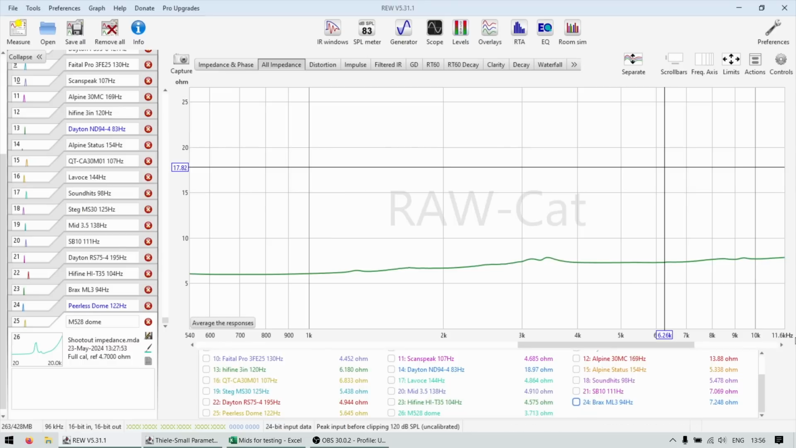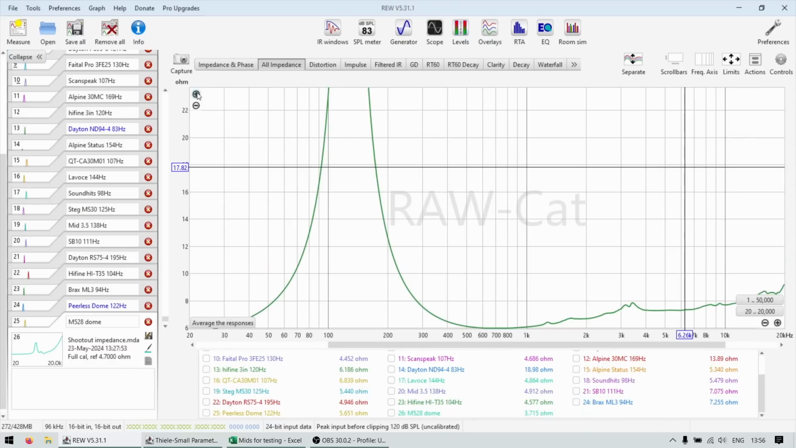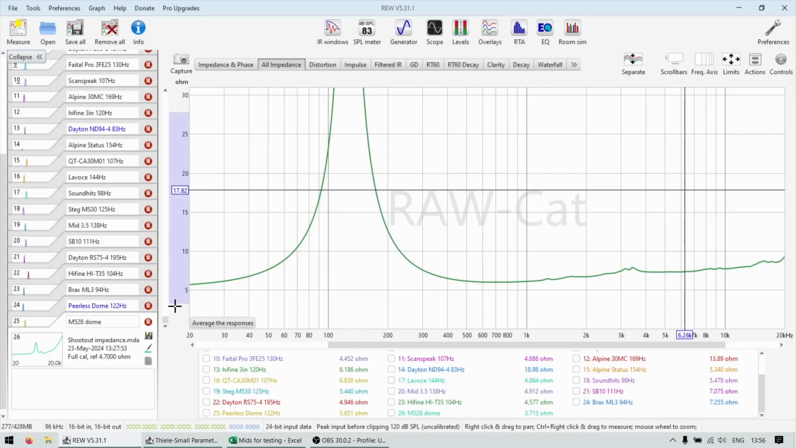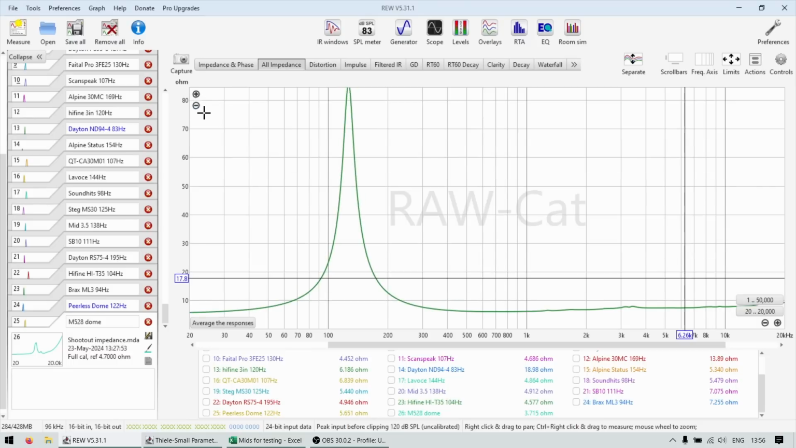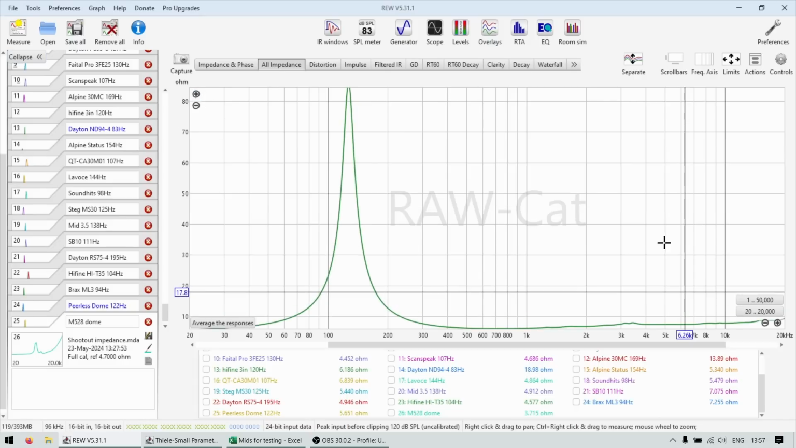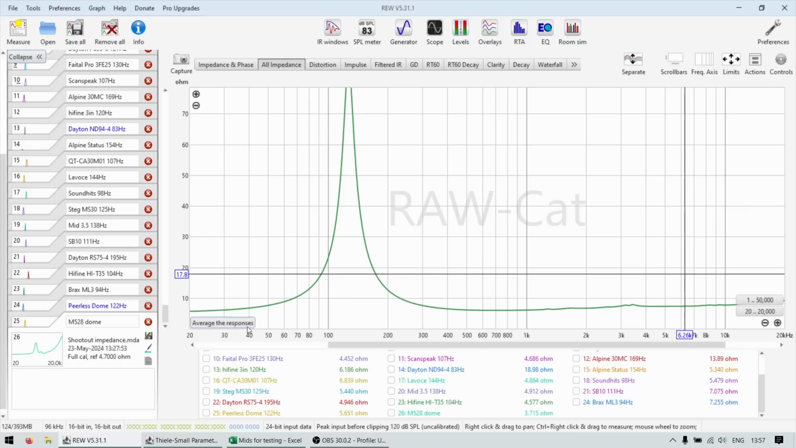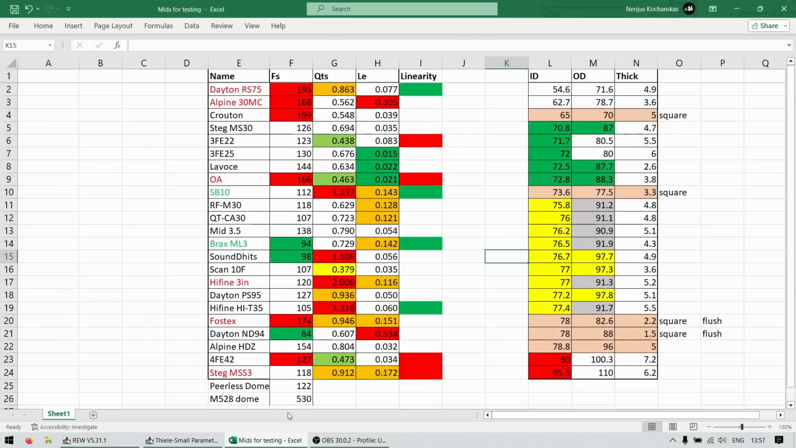So instead of showing you every single driver one by one, I'm going to try to summarize it. This file that I have here, the REW file, I'm going to save it and put it on my Google Drive. Whoever wants to analyze these measurements one by one in great detail, please feel free to download it, open it in REW, and you can see every single measurement taken and compare them one by one. Now, I came up with a table such as this, and I'm going to show you how I did that.